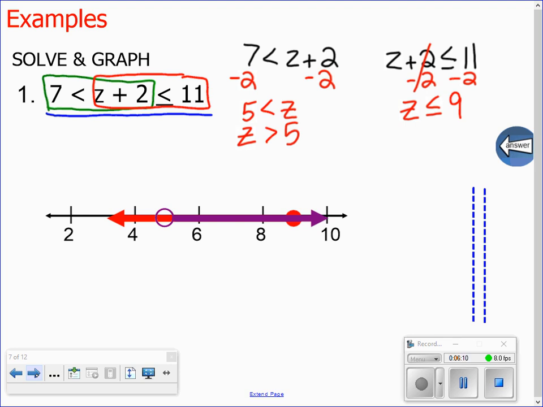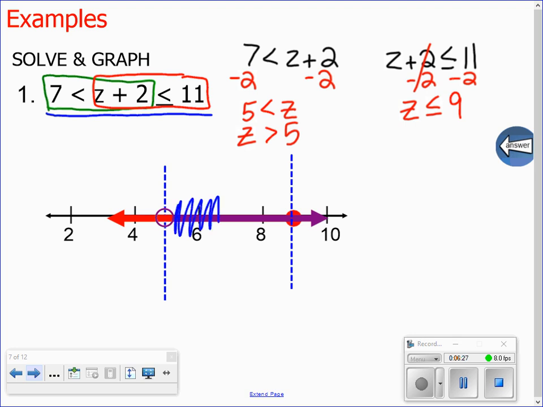Now, this is an intersection, so it has to satisfy both. It has to be both greater than 5, and it also needs to be less than or equal to 9. So our solution here would fall between this range right here. So our solution would be the intersection of those two inequalities.